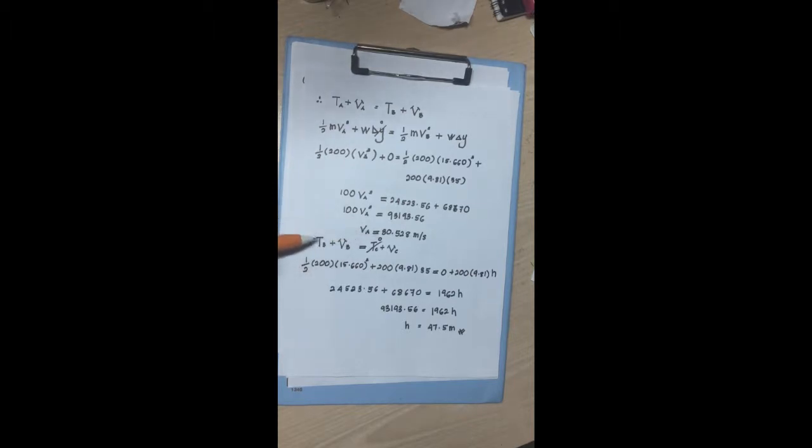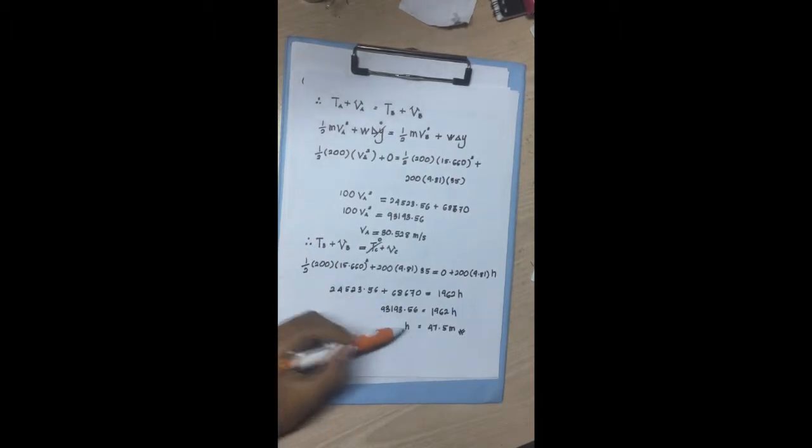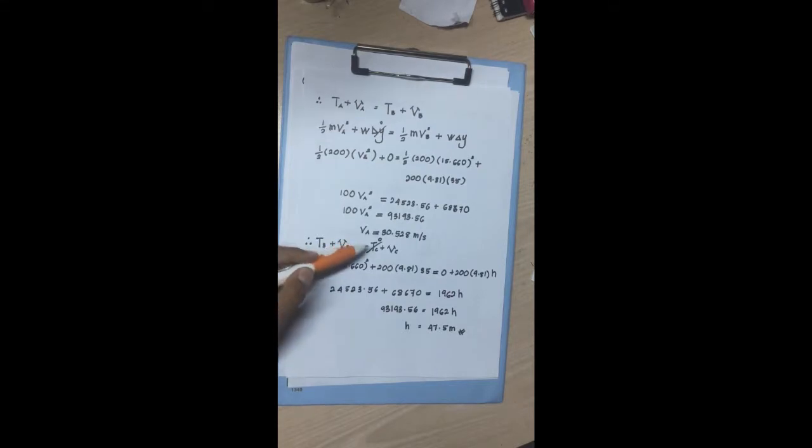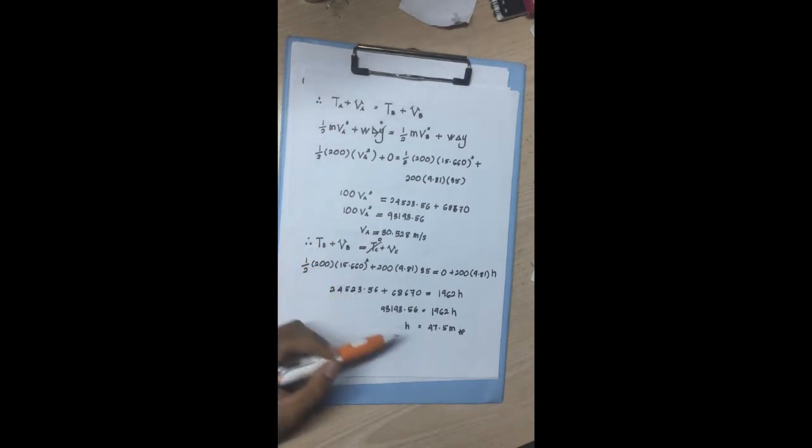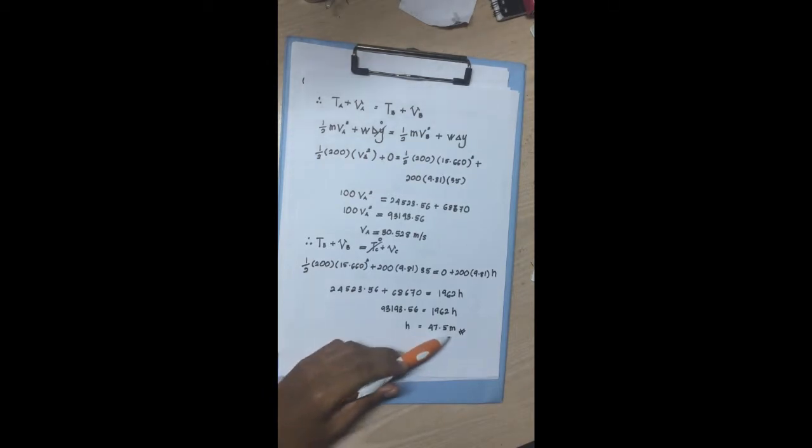After that, we will use this formula again to find h. But at point C, T is 0 because we assume the roller coaster car stops at point C. We will substitute the value into this formula to get h. The answer of h is 47.5 meters.